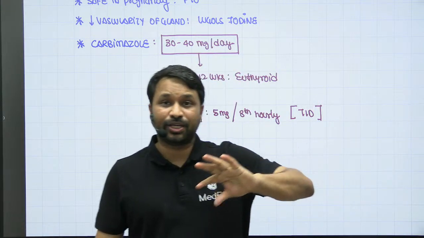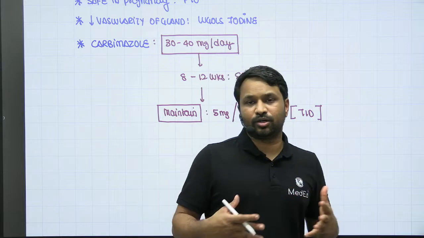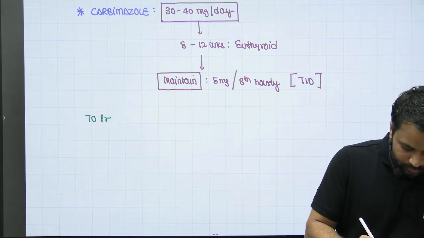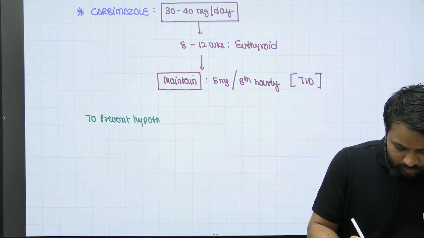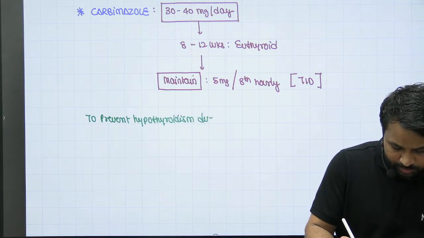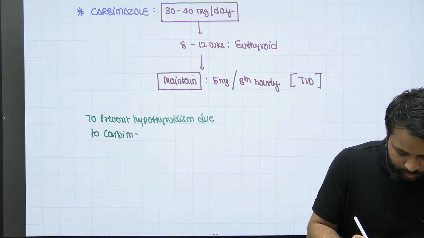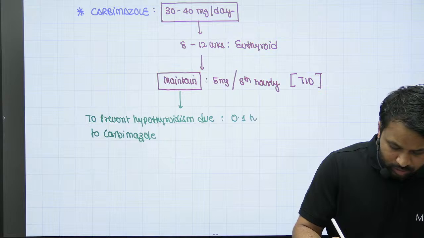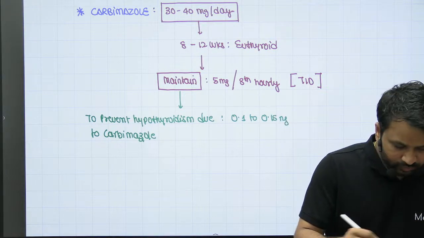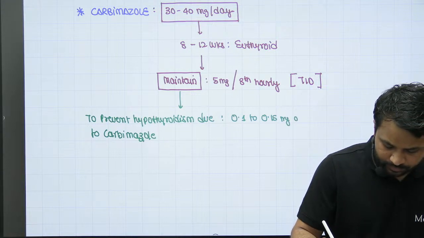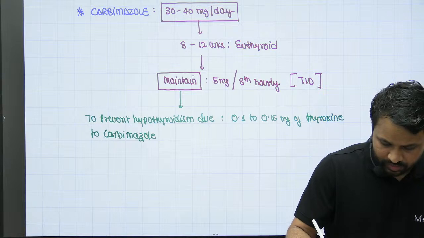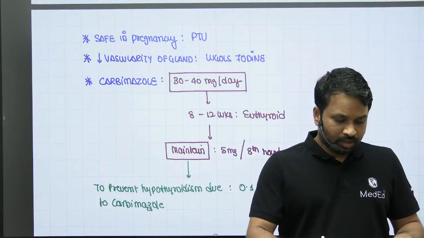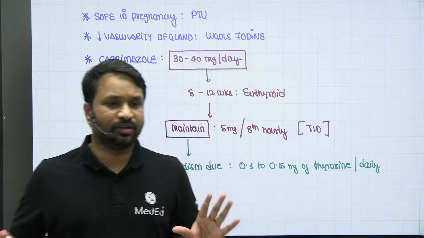Now one more important thing is, let's say a patient goes into a hypothyroid state, because you're giving anti-thyroid drug, it suppresses the thyroid hormone secretion. They can go into hypothyroid also. So to prevent hypothyroidism due to Carbimazole, in the maintenance phase, I will give 0.1 to 0.15 milligrams of thyroxine daily. That should be administered on a daily basis. So these are the components from a drug perspective that you should be aware of.